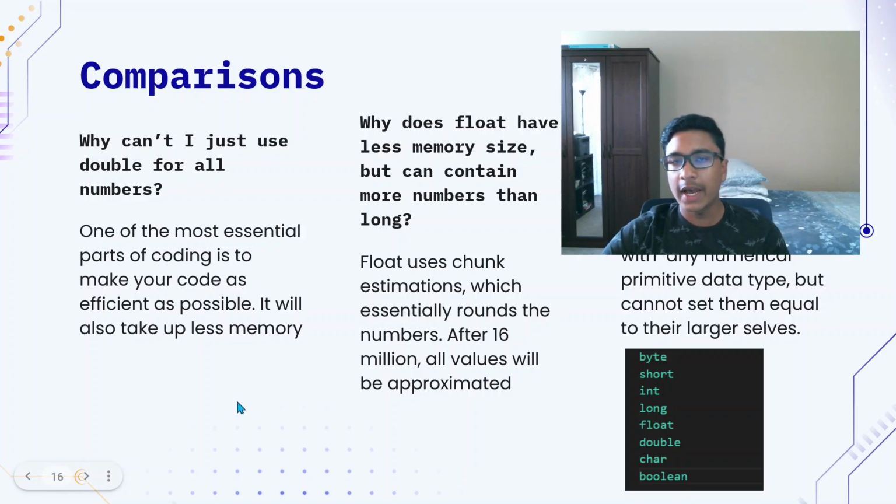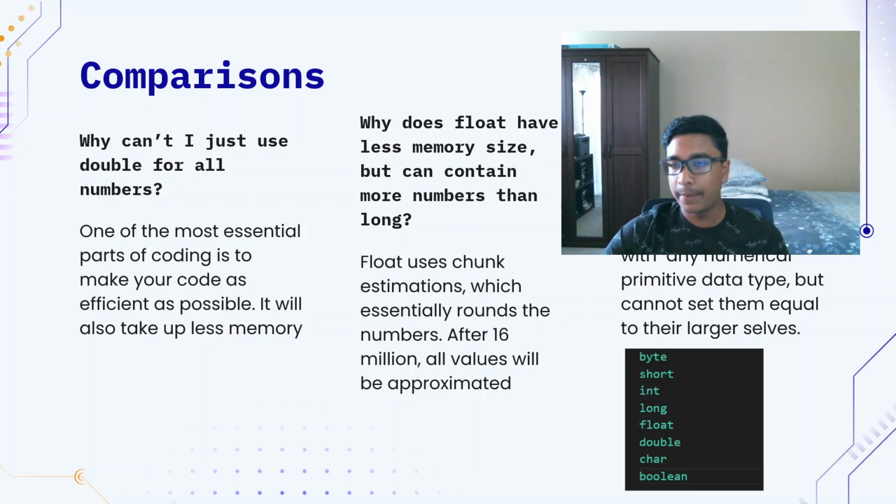Why does float have less memory size but contain more numbers than long? I explained a bit of this before, but I'll give a deeper explanation. Float uses chunk estimations, which round the numbers, and after 60 million, all values will be approximated. Sometimes the larger the value gets, the more disorganized the approximation will get, meaning the larger the value, the less accurate the number will be.